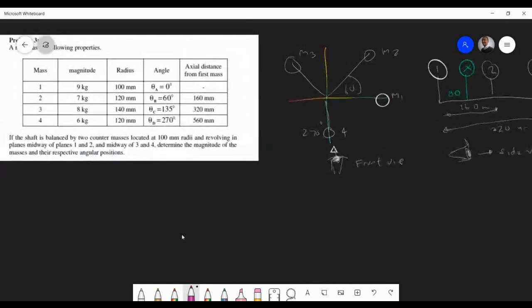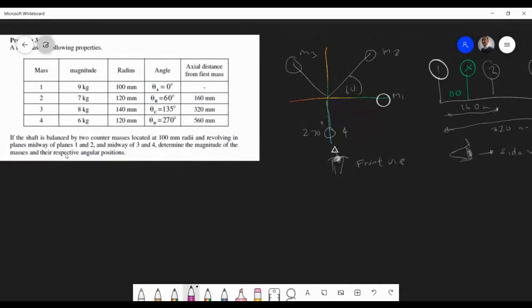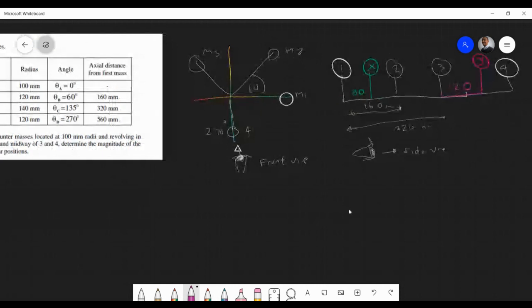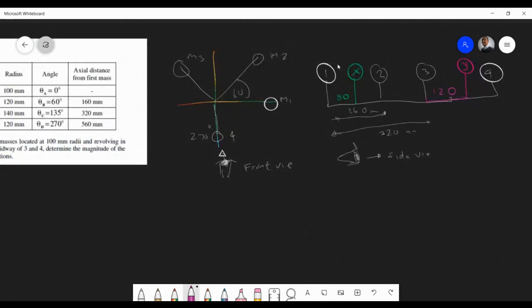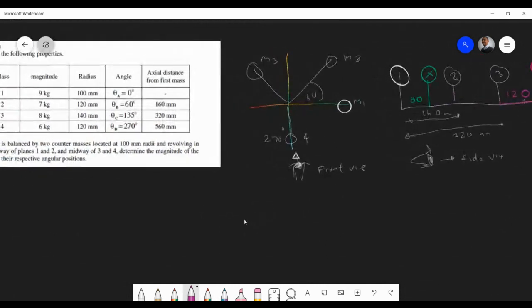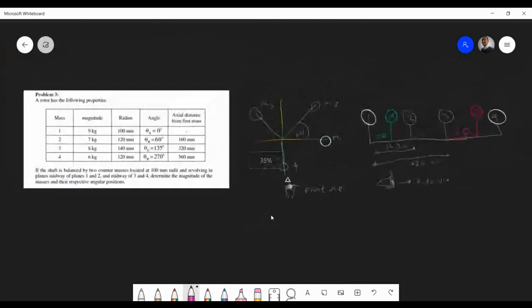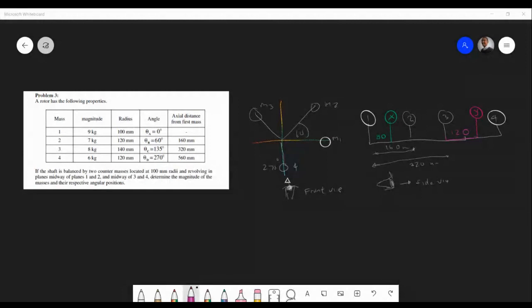So now what they want is to determine the magnitude of the masses and the respective angle position. We don't know the angles, so we know where they must be placed, but we don't know at which angle and what mass we need to use. Does everyone understand the question so far? You can see I'm looking at two planes here in a way, from the front view and then from the side view. Everyone still there?